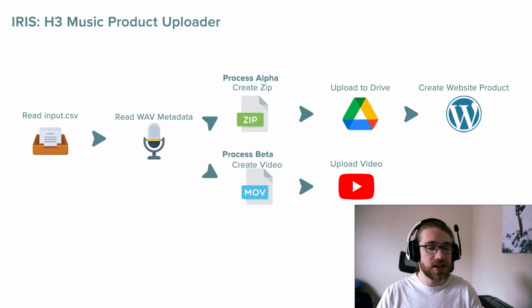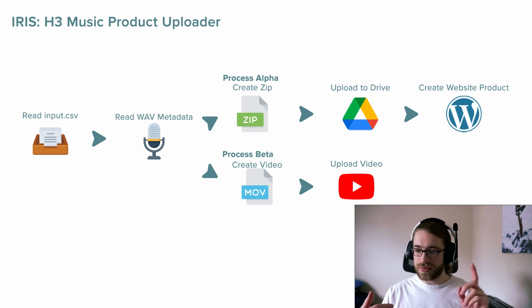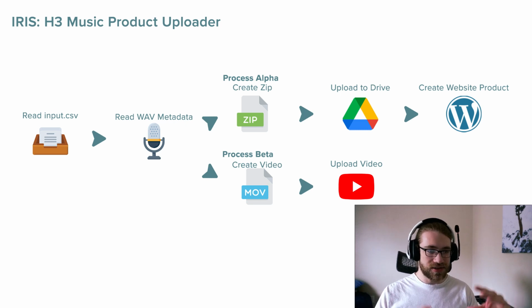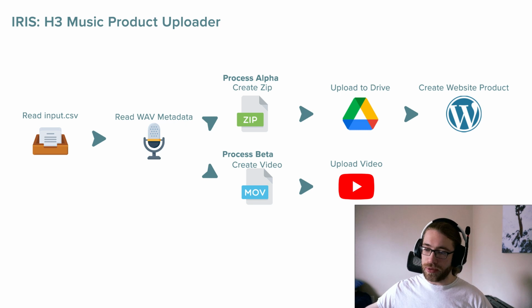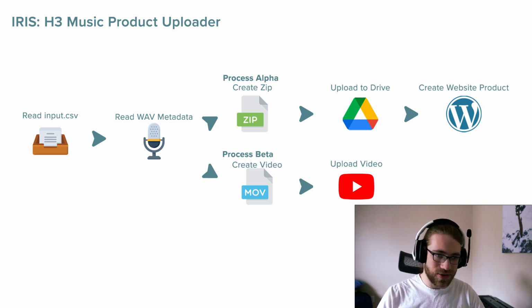This program was originally created for H3 Music, a small music production company that creates free-for-profit music every single day. So they've got daily beats they have to upload to YouTube, to their website, to Google Drive, etc. The purpose of this program is to automate the upload process and the video editing process, all of that good stuff, so they don't spend hours every day doing this in order to upload their music.